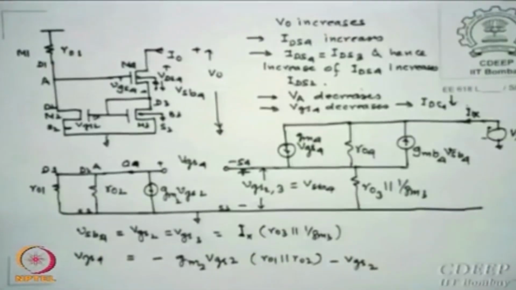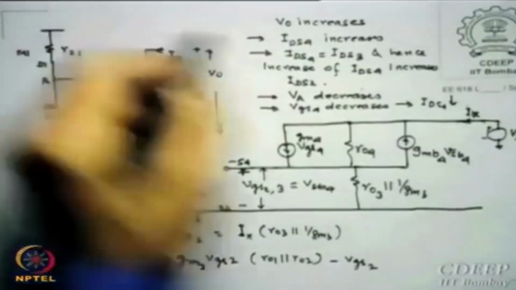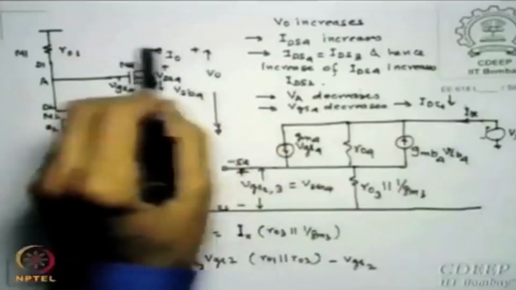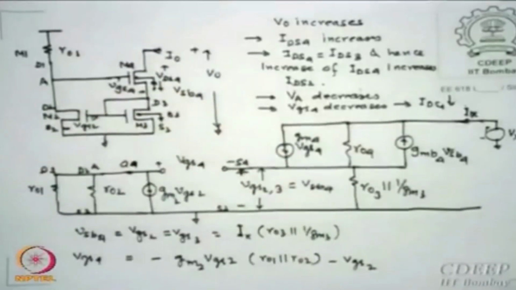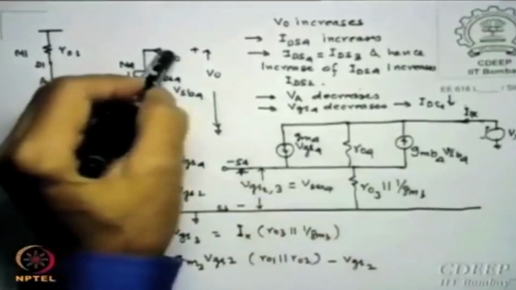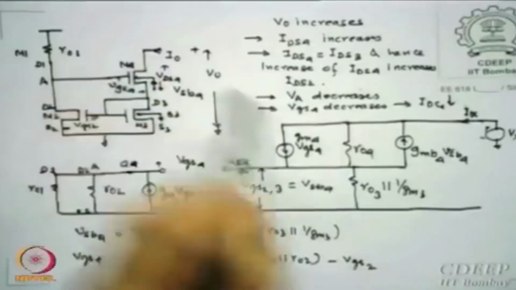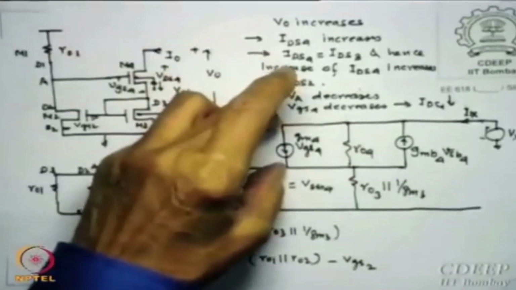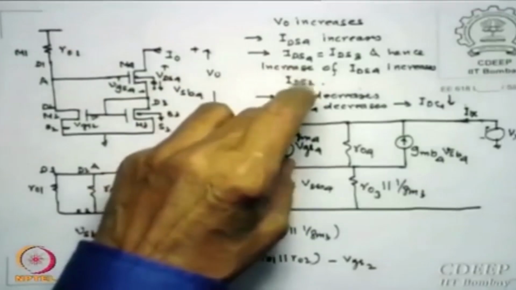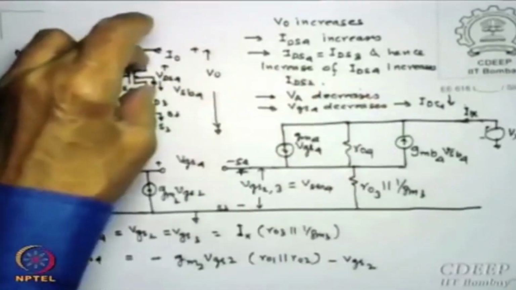Now I have to see drain of 4. So this is where I am actually going to push the Vx, Ix currents, Vx source and Ix base, which is my I0 which I am looking for. For this transistor, what is the current source? GM4 VGS4 shunted by RO4.